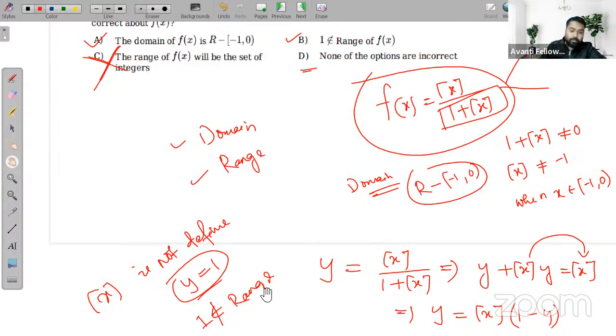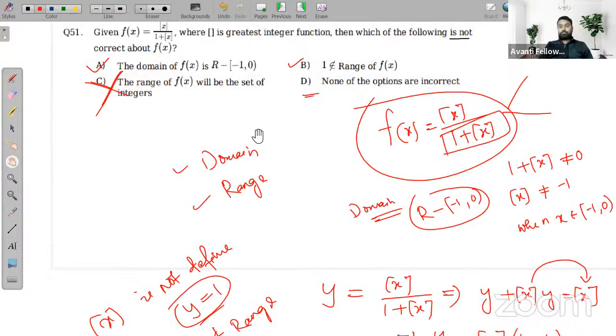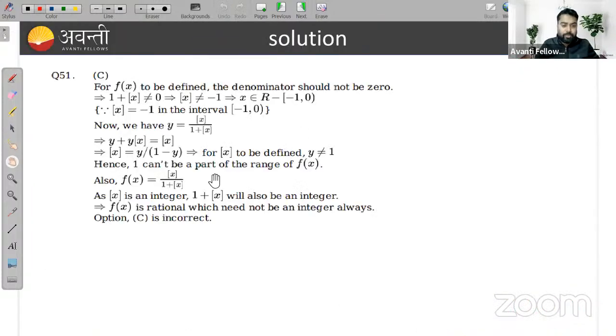Is that clear to everyone? Please respond in the chat box if it is clear to all. Guys, clear? Shall I move? Okay. This is the solution. What we have explained, this is the solution on your screen. Clear? Okay. So let's move to the next question.